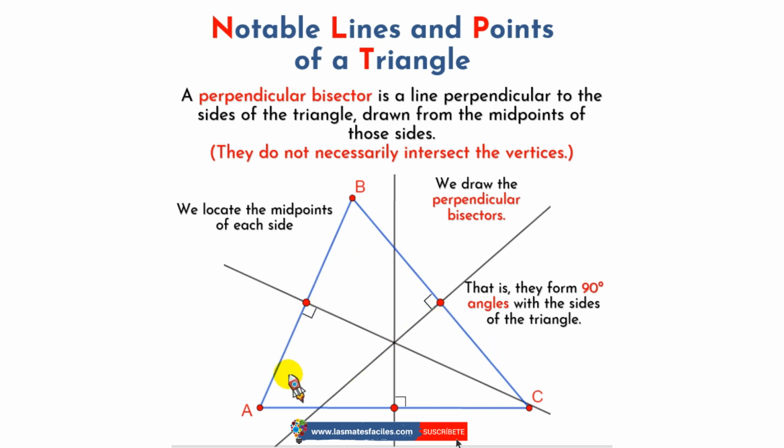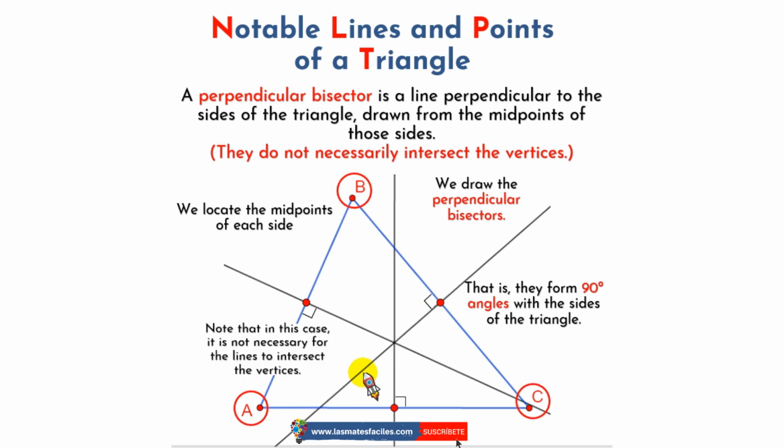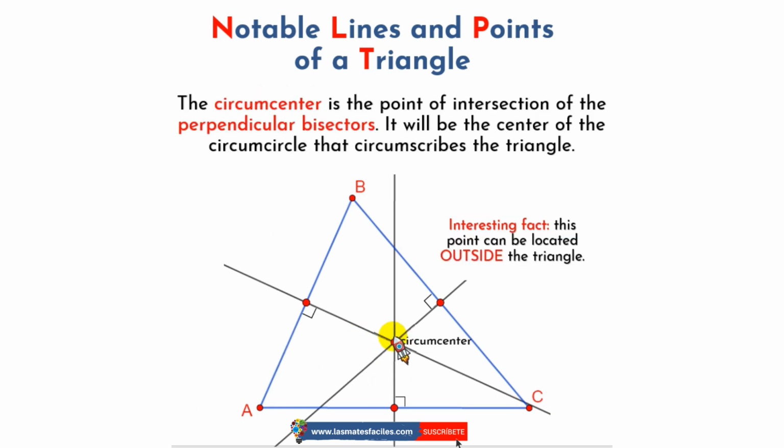It is not necessary for the perpendicular bisector to intersect the vertices. This line didn't pass through point A. This line is far from point B. This line was close to point C but didn't touch it. Now, the point where the 3 perpendicular bisectors intersect is called the circumcenter. You should know that the circumcenter is not always located inside the triangle. It can occur outside the triangle and it is perfectly valid.